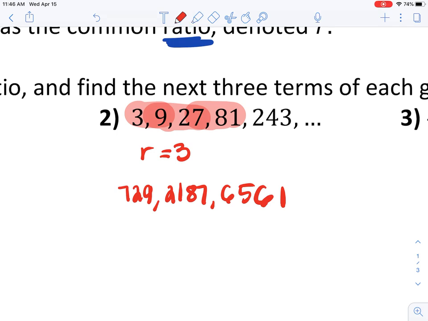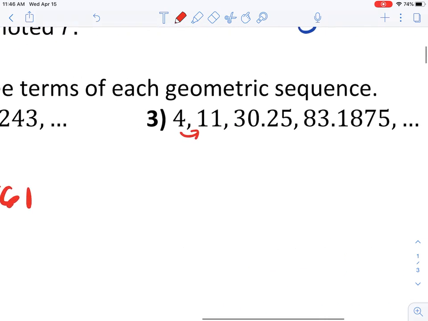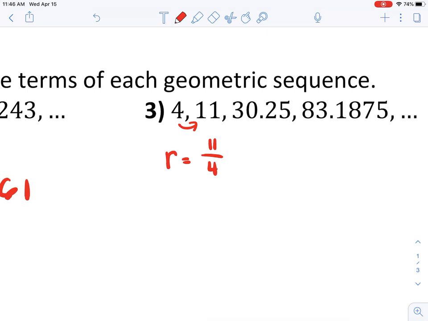To get your common ratio, you can just take the second term and divide it by the first term. So here, we can check for it first. Take the second term, which is 11, divide it by the first term, which is 11 fourths. So I'm thinking that r is 11 fourths. Now to check it, I'm going to continue to multiply by 11 fourths.